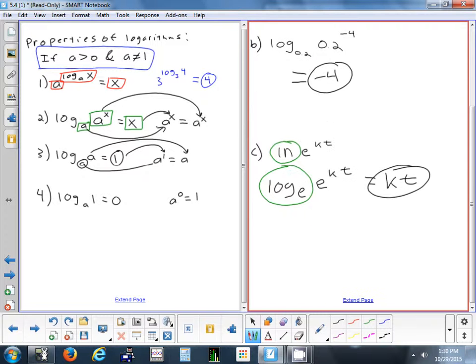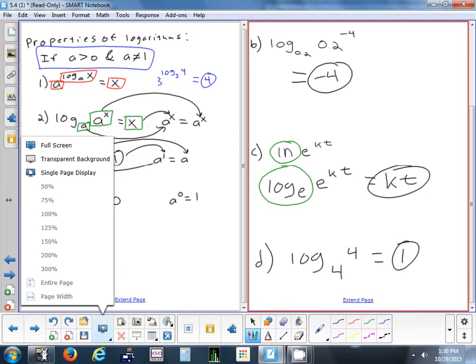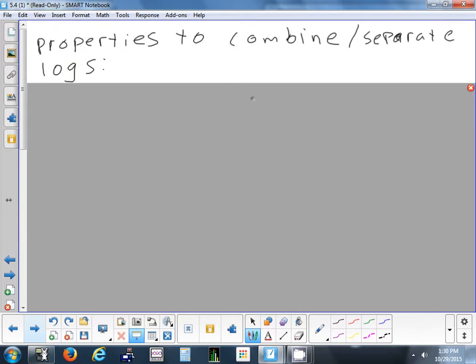Let's see, I didn't have an example for properties 3 and 4. Just make one up for property 3. Log base 4 of 4. What would that be? 1. Anytime your argument and your base are identical, the answer is always 1. Okay, anyone need an example for the last one? Just put in any number you want for A. All right.